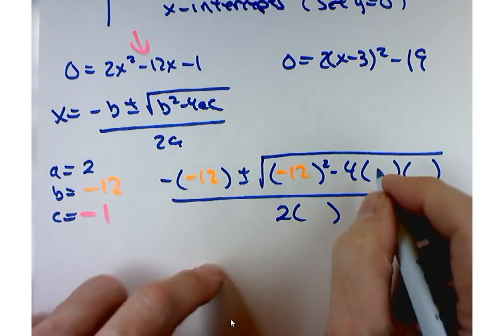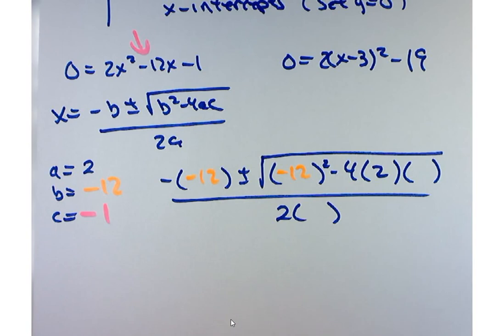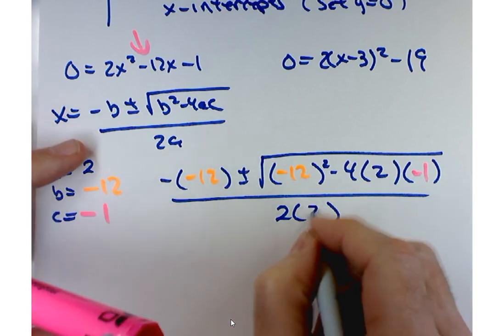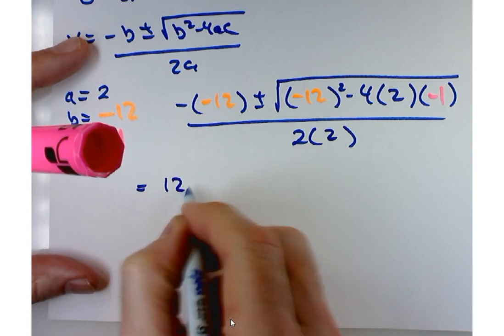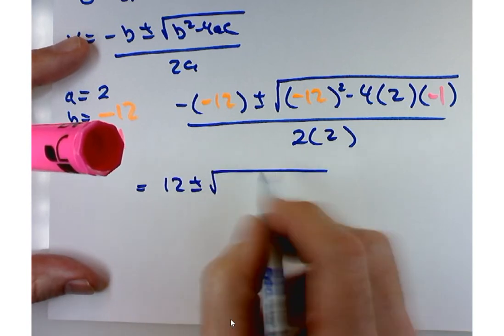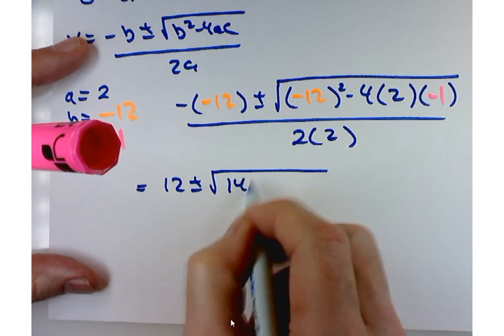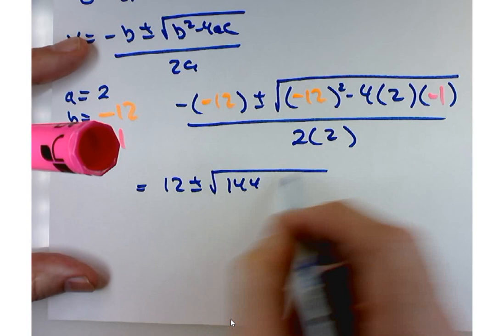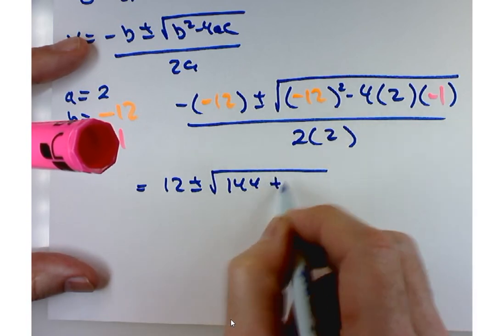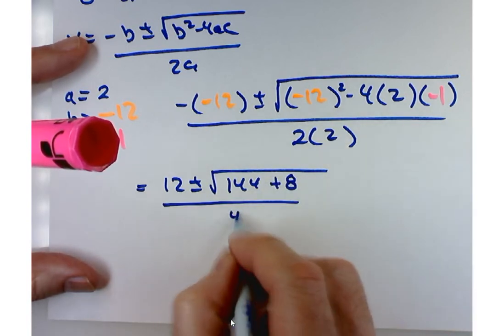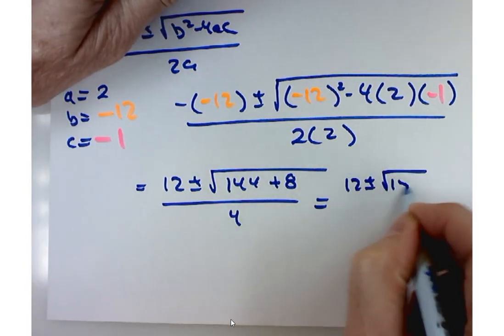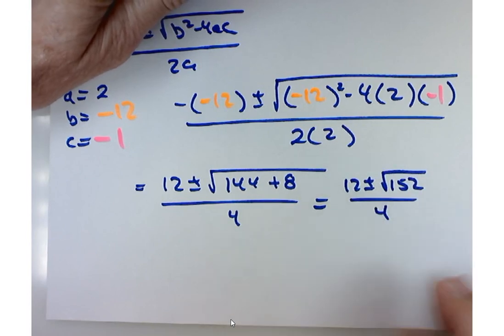Times a, which is 2, times c, which is negative 1, over 2 times a, which is 2. So I end up with 12 plus or minus the square root of 144. A minus times a plus times a minus. What sign am I going to put here? Plus. So it's going to be 12 plus or minus the square root of 152 over 4.